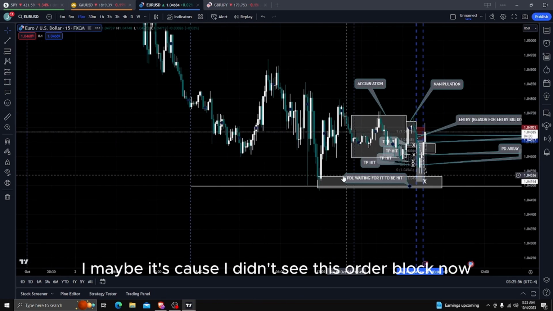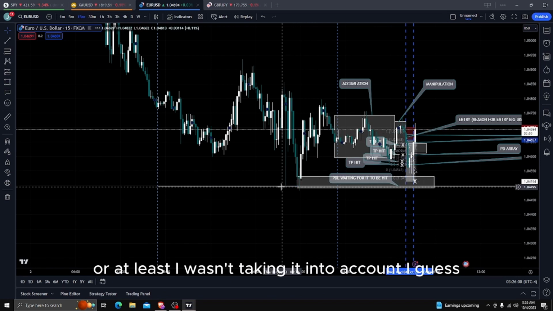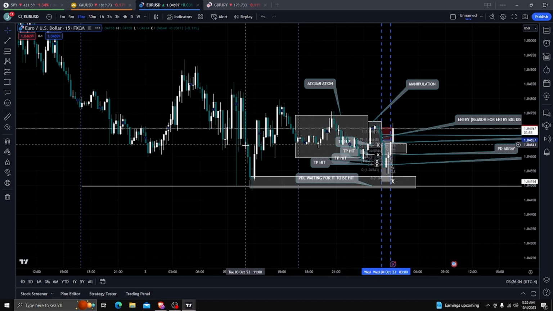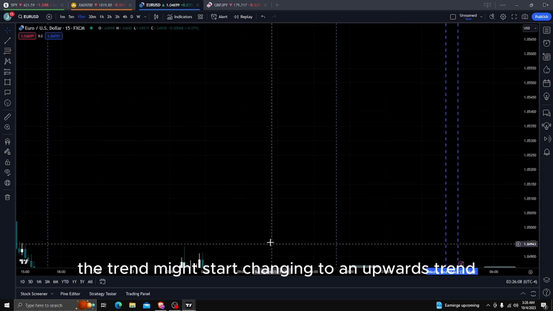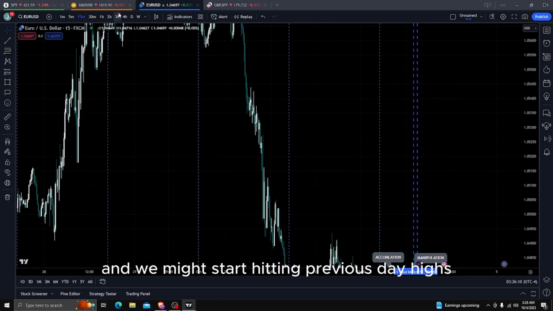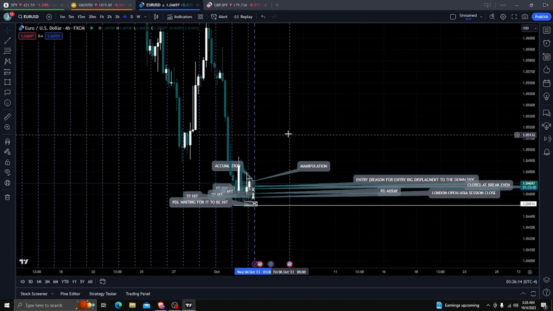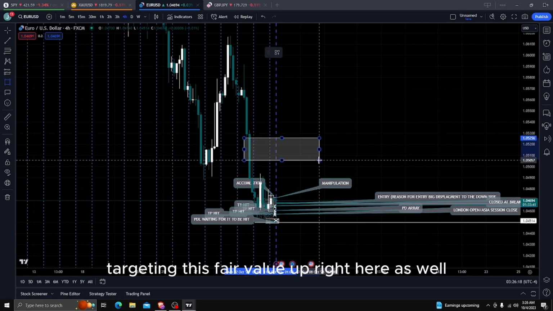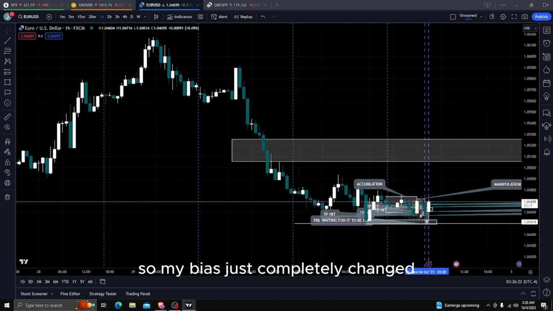Maybe it's because I didn't see this order block, or at least I wasn't taking it into account. I didn't really consider that as an order block, but it looks like the trend might start changing to an upwards trend, and we might start hitting previous day highs and maybe touch up on a fair value gap. We could start targeting this fair value gap right here as well. So my bias just completely changed.